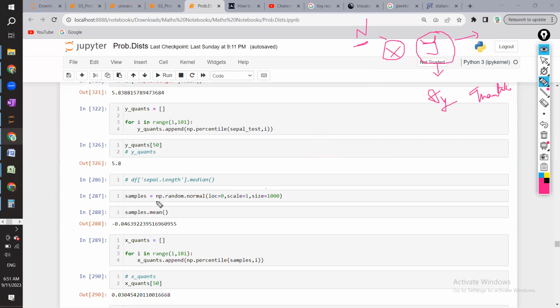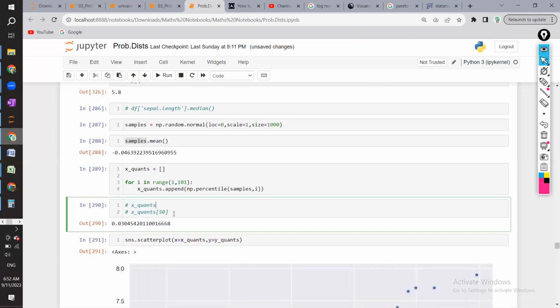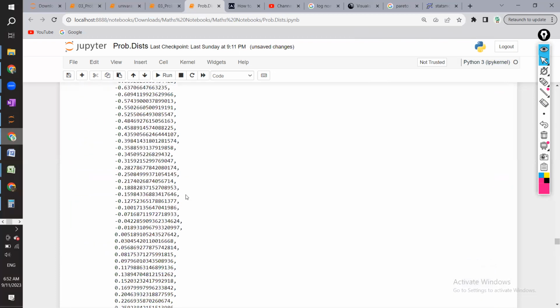So how can you take it? We are creating np.random.normal. From there you take the mean, standard deviation, and then size. Using this we are creating normal distribution samples, and this is samples.mean. This is definitely a normal distribution because we are intentionally creating it with np.random.normal. And for this also we need to create the percentiles. Same thing: np.percentile of samples, taking 1 to 101, so it will also create 100 percentiles. And if I show you, these are the 100 percentiles.